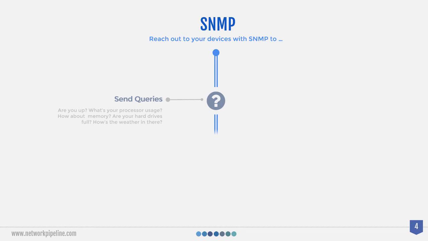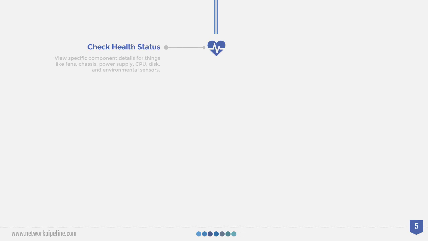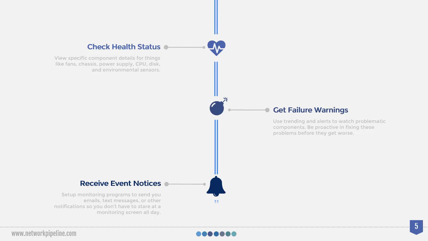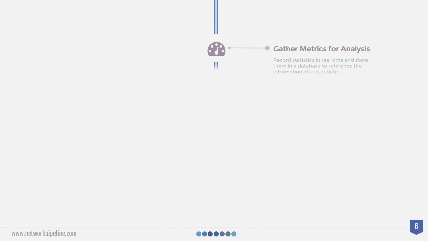With SNMP in place, we can tell our monitoring software to reach out to our device and ask questions or give commands, and then report back to us with the results. We can gain valuable insight into the statistics and health of our devices, allowing us to keep an eye on vital operational data and respond to problem areas that we may not otherwise have known about. We can get failure warnings and set up notifications when certain events occur on our network so we can respond right away.